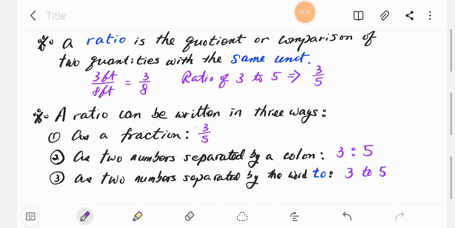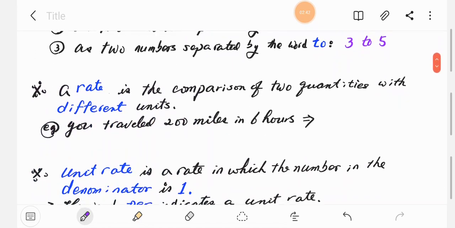In most cases, we use the fraction. So when you have a ratio of A to B, we usually use a fraction, and that will be equal to A over B.